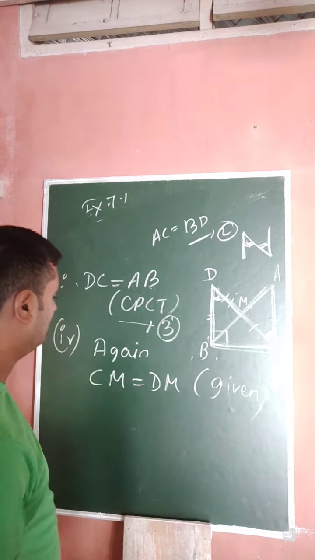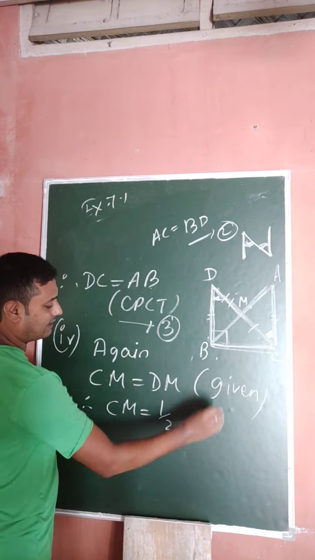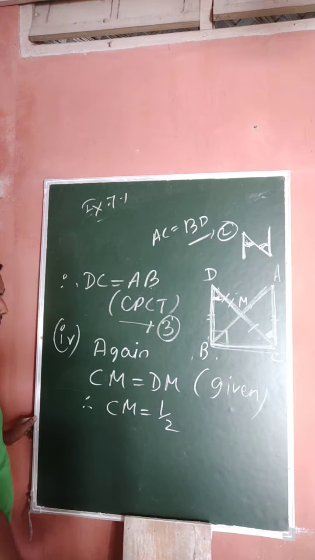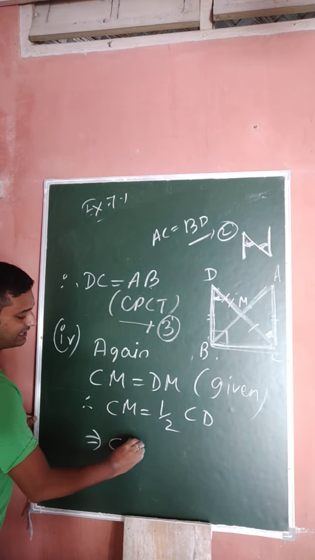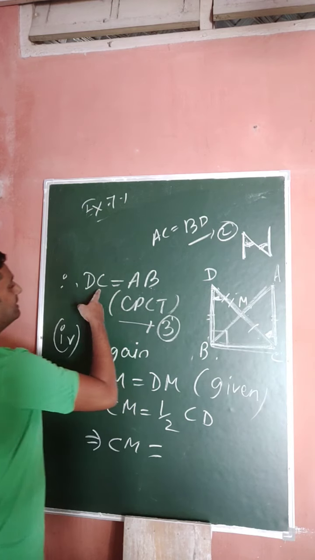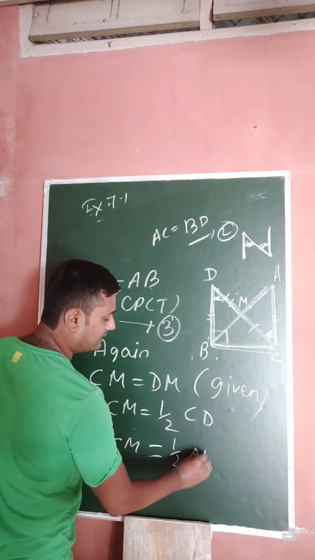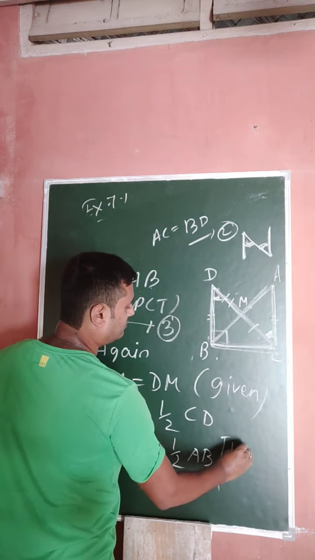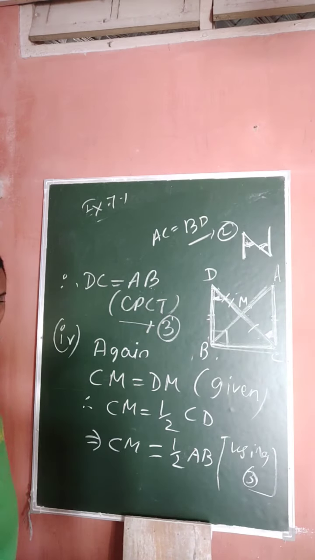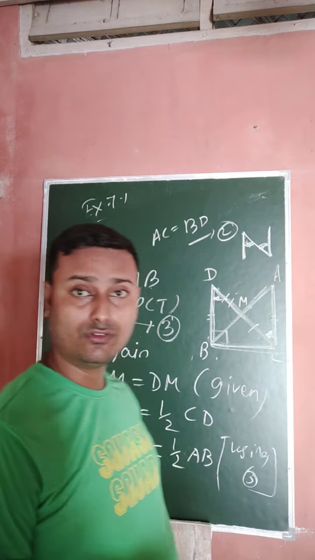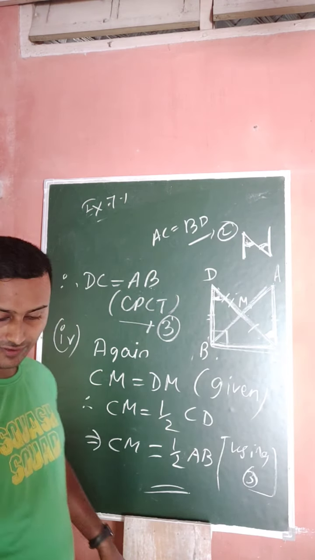So therefore CM is half of CD. You can write implies. So CM again, but CD, that means DC and AB are equal. So instead of CD, you can write AB. And within brackets you just write using 3. And question number 4 is that CM is equal to half of AB. So CM is equal to half of AB. So proved. This question is very important.